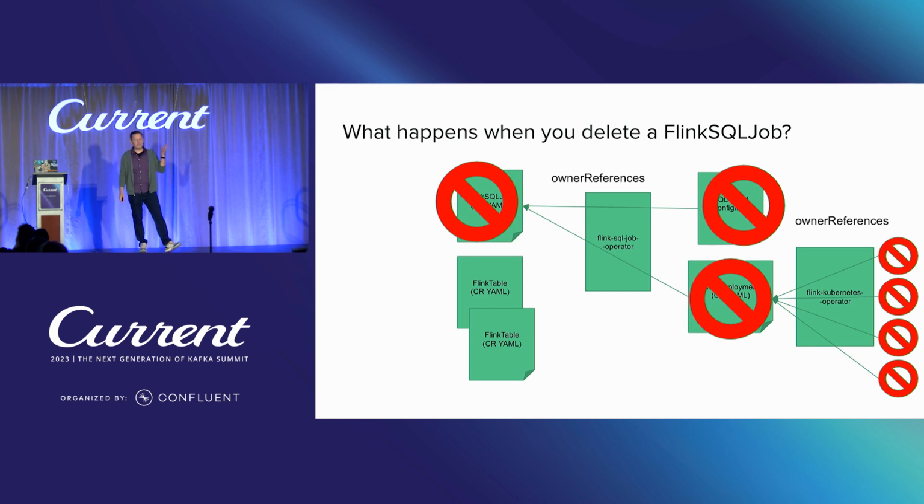So that means that if I delete the Flink SQL job, because the Flink deployment and my config map are owned by the Flink SQL job, Kubernetes will automatically garbage collect those things, and this cascades through as many layers as you have. So all I had to do is delete this Flink SQL job, and your Flink job stops a few seconds later, right?